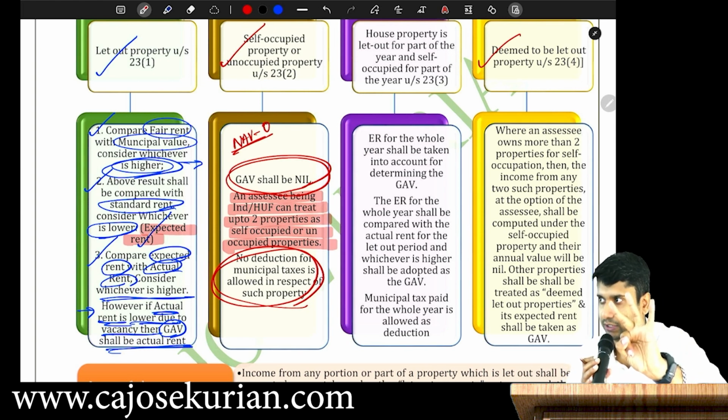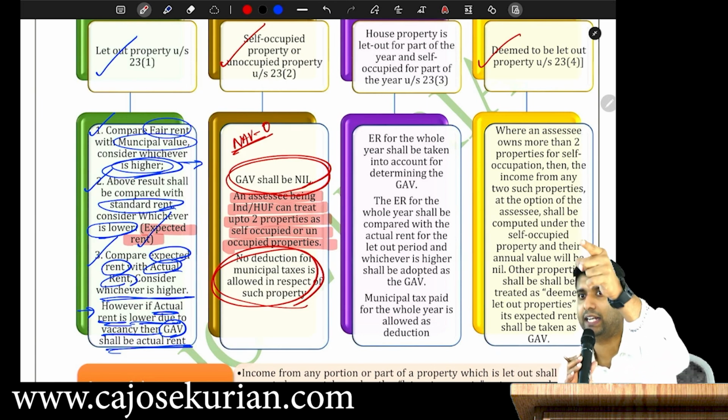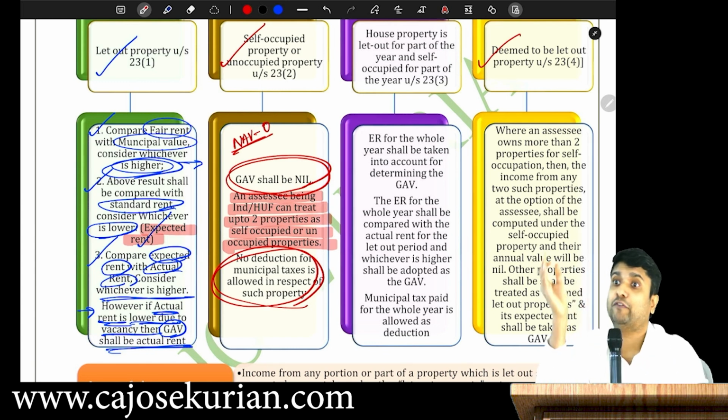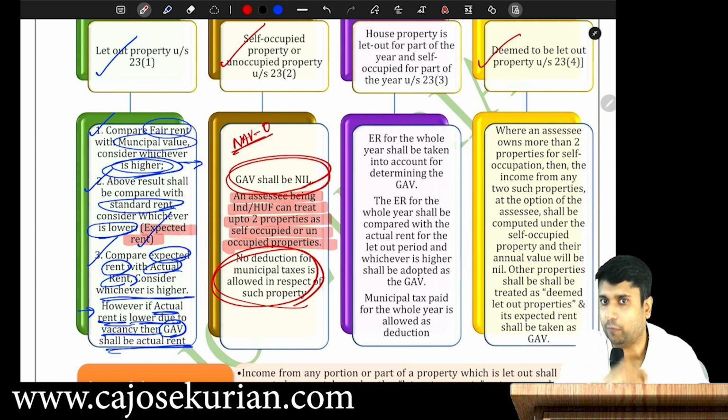I have 3 houses, and all 3 are self-occupied. Then what will happen? Out of 3, 2 will be self-occupied and 1 will be deemed let out. Which one? I have to check the higher value. Whichever has the higher value has to be self-occupied, whichever is the most efficient manner.